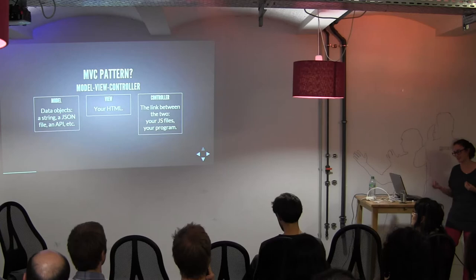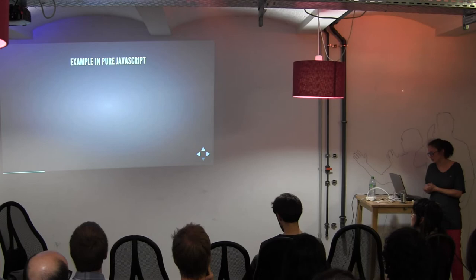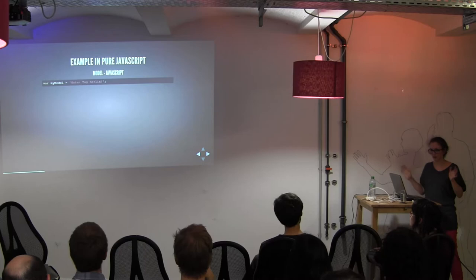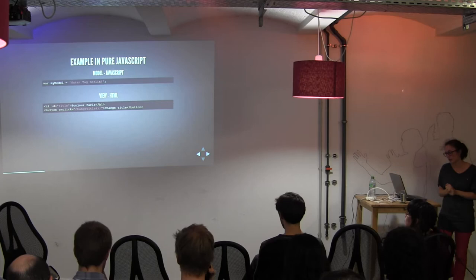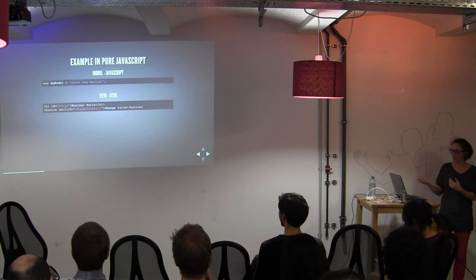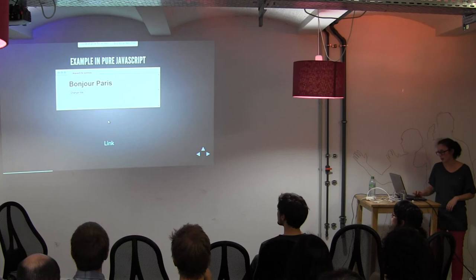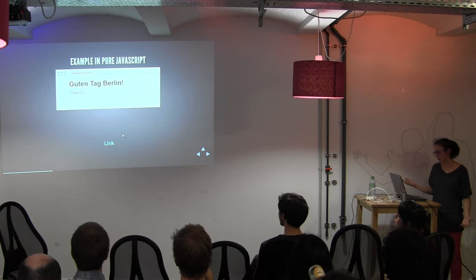To explain it really easily, I have an example in pure JavaScript. For example, my model here is a string. I chose a string, the basic kind of model we can find. Then in your view, you have a title and a button to click, and when you click on the button, your controller will tell your view to change and to take the new string and replace it. So it's really basic stuff.